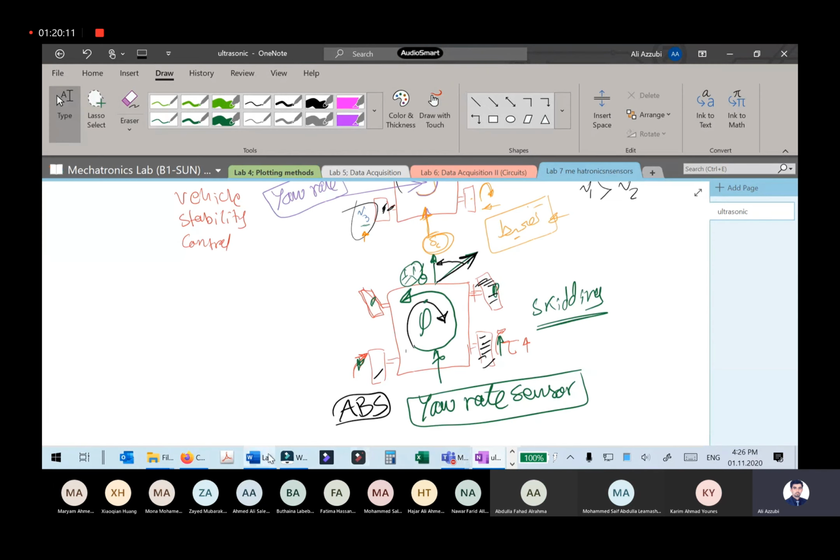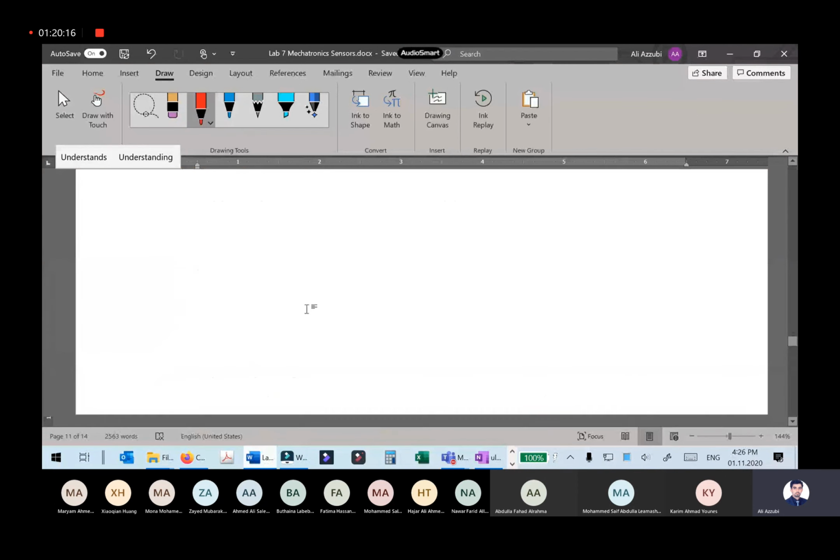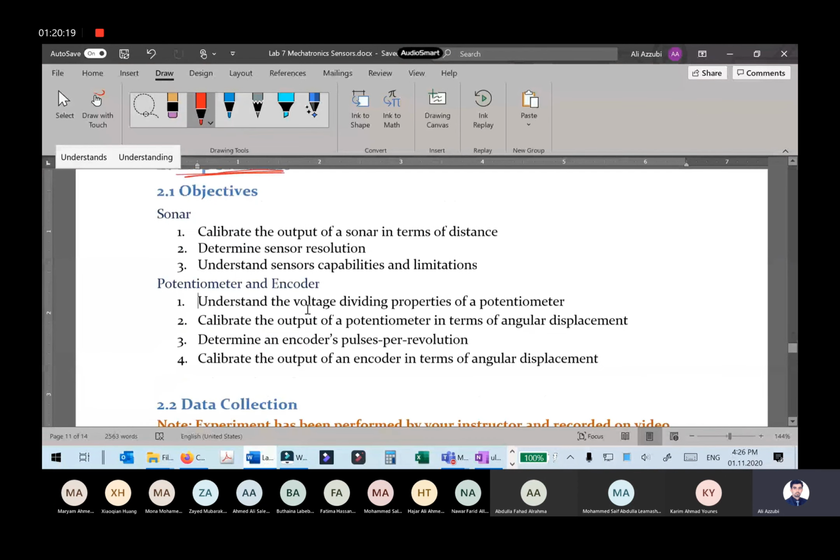Now the objective of the experiment is the following. For the sonar, I want to calibrate the output of the sonar. We will discuss this calibration. We'll determine resolution, and basically I can add here range. Okay, resolution and range, and we'll see the capabilities and limitations of these sensors. It's just to understand how it behaves.